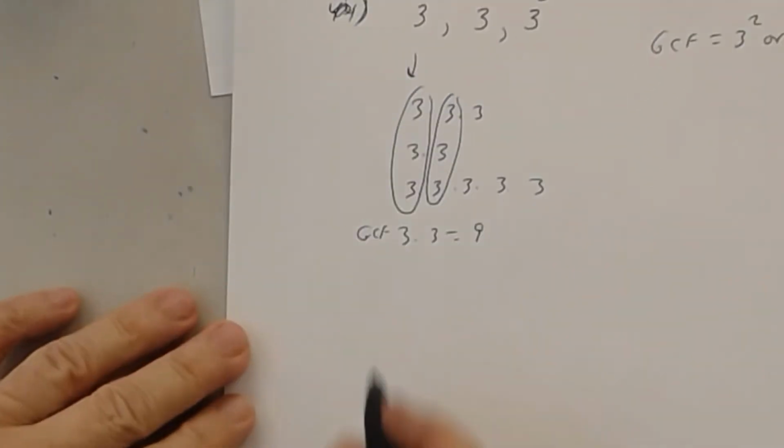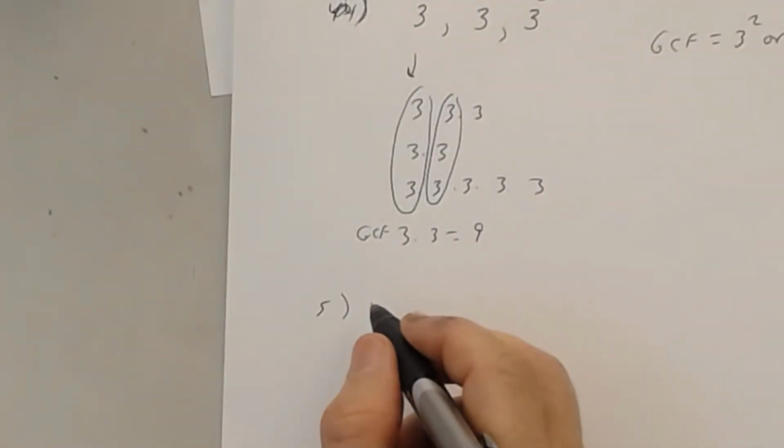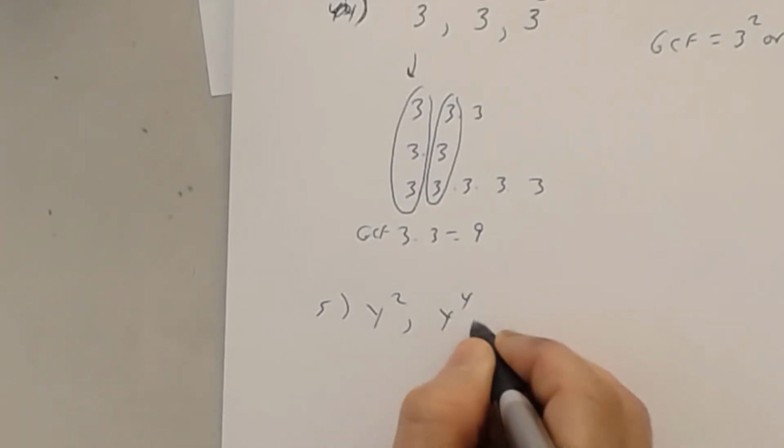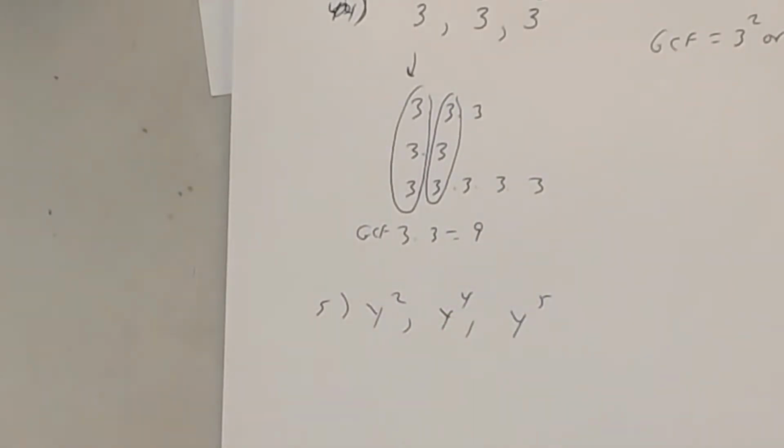Number 5, suppose I had y squared, y to the 4th, y to the 5th. All right, think about what we just did. So y to what power? Squared. The second, y squared. Because I choose the one with the smallest exponent.